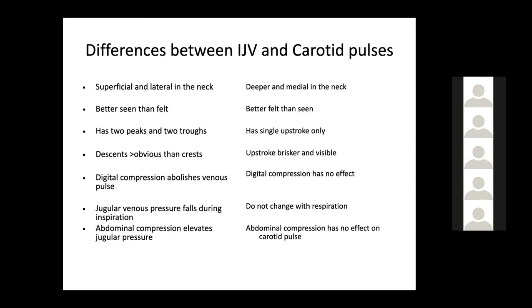There are 6 to 7 points which you should not just remember, you should know it practically. The JVP is usually a superficial structure and it is lateral in the neck. As I already told, carotid pulsations are deep and they are medial. JVP is better seen than felt. As we already know, carotid pulsations are better felt than seen. JVP always has two peaks. Two peaks are A wave and V wave. Two troughs are X descent and Y descent. Whereas a carotid has only one single upstroke.